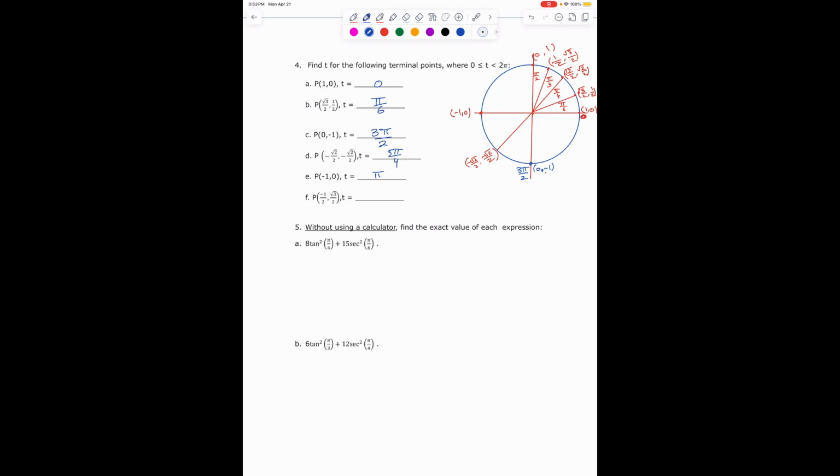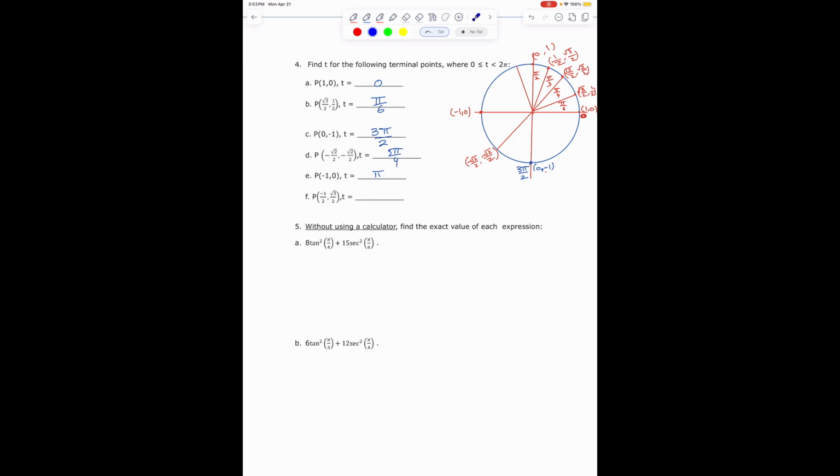Last but not least, negative 1/2 and square root of 3 over 2. Basically, that point is similar to this angle right here, which is pi over 3. But because the first coordinate is negative, it is going to be in the second quadrant. So it's going to be right here. Notice how this distance or that angle is similar to that angle, but in the opposite direction.